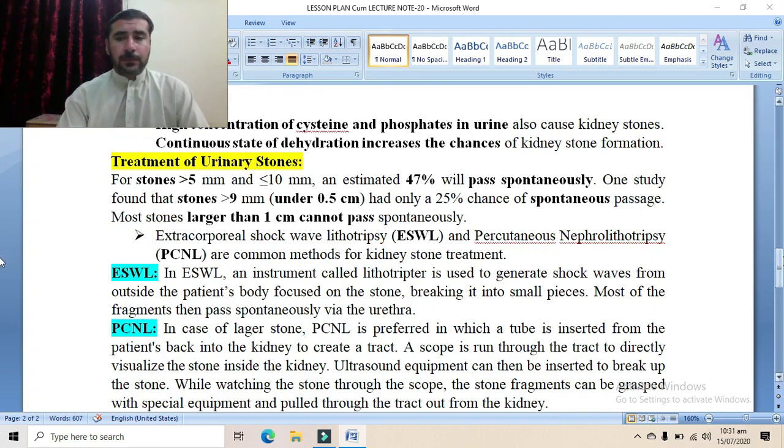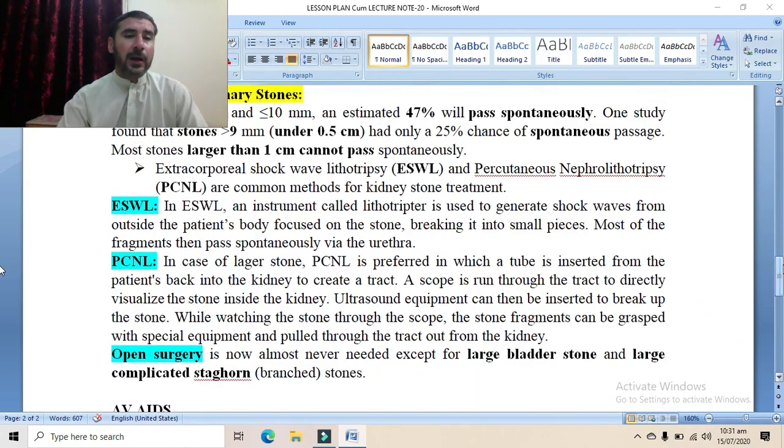So the major problem is that of larger stones, which are larger than 1 centimeter and cannot pass spontaneously. There are 2 methods which are used, and there is an additional third procedure which is nowadays rarely used. The 2 normal procedures which are frequently used are ESWL, extracorporeal shock wave lithotripsy, and PCNL, percutaneous nephrolithotripsy. We will study these 2 in detail.